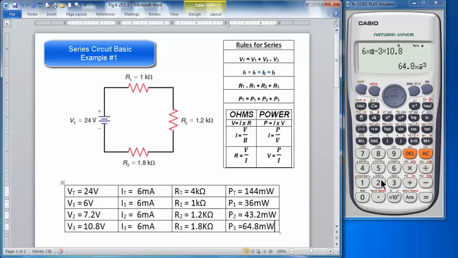Now if all those add up, then we know we did everything right. Gives us 144 milliwatts. So that is how you calculate a series circuit. It's a basic series circuit. There are no random unknowns involved.